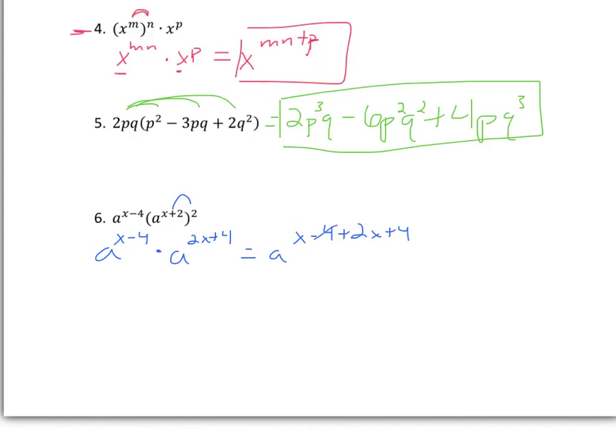The minus 4 plus 4 go away. We're left with x plus 2x, which is 3x. So our final answer is a to the 3x power. That's it. It's going to take a little practice, but you guys catch on.